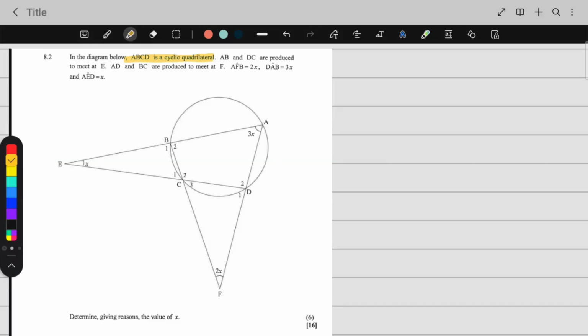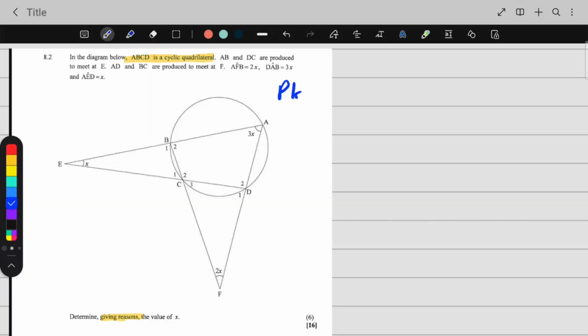Angle AFB is 2x, that's on the diagram. Angle DAB is 3x, that's on the diagram. And angle AED is x, that's also indicated on the diagram. And the question for 6 marks is: determine, giving reasons, the value of x.